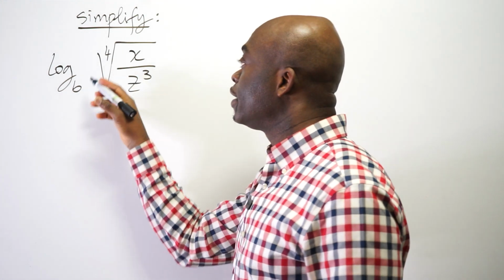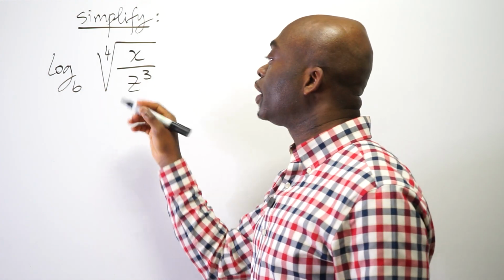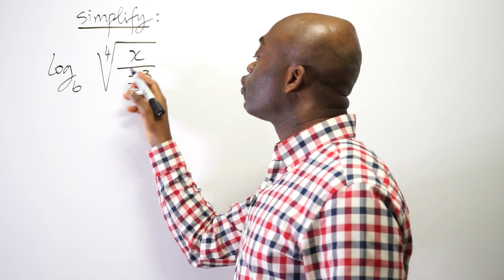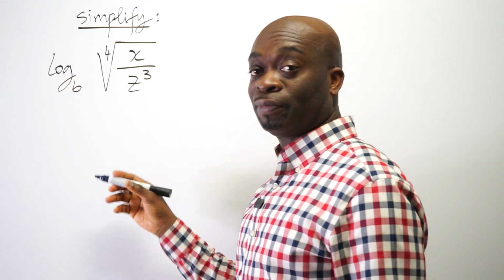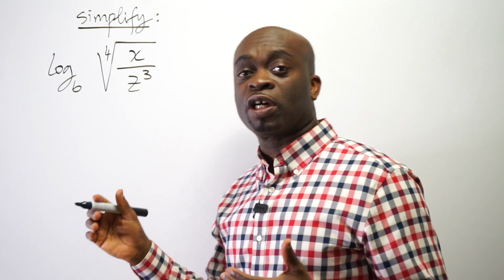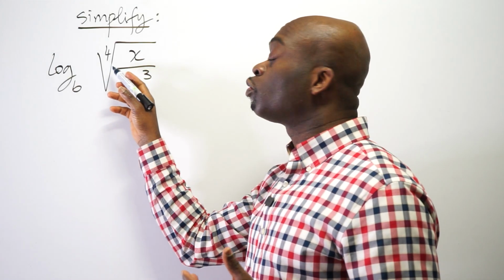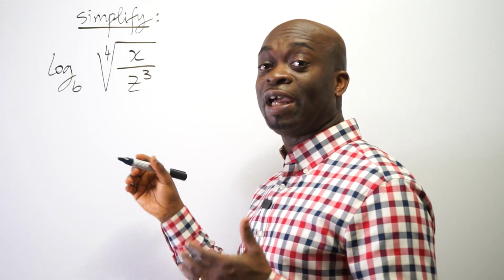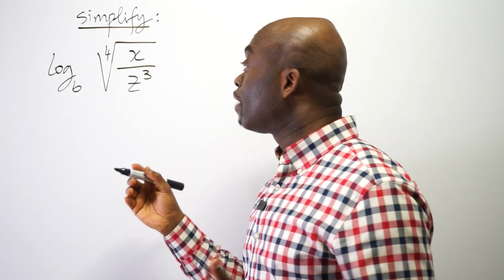We're going to simplify this logarithmic function here. We have log base b of the fourth root of x over z to the third power. The first thing we have to do with such a problem is rewrite it with powers instead of having the radical. So we have to eliminate the radical, right?